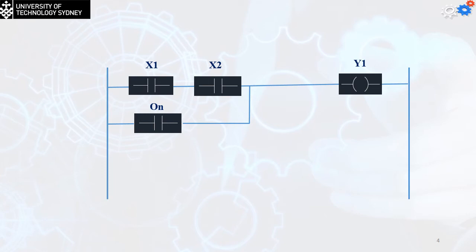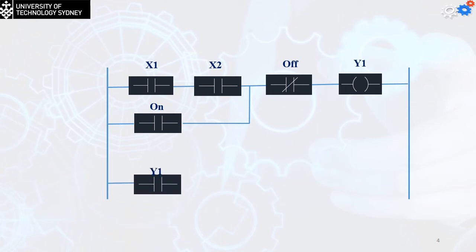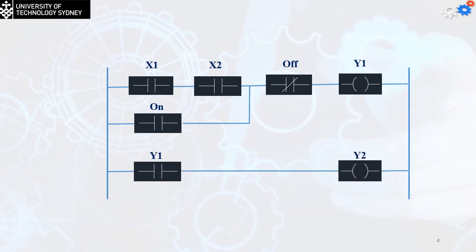Now, if I would like to turn this off, I simply have the off button, which is always going to be normally closed, and we're going to press it to make it off. The Y1 is going to be fed back as an input, and this will generate the value of the Y2 output. Simple as that.